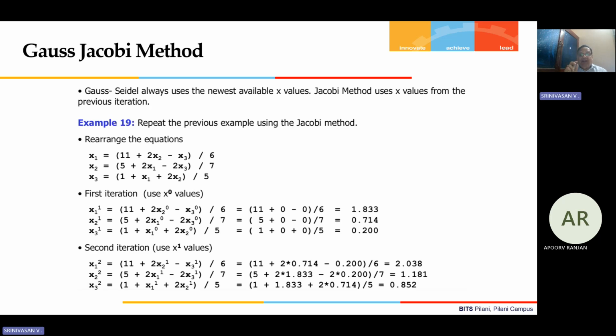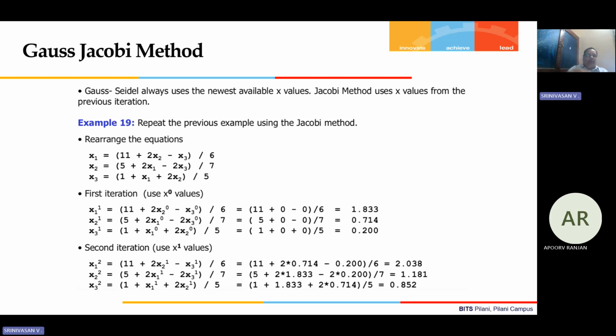Now, in what way is it different from Gauss-Seidel? If you come to know that, all other things are the same. Gauss-Seidel always uses the newest available x values, the latest. The Jacobi method uses x values from the previous iteration. What's the meaning? Just look at it. Repeat the previous example using the Jacobi method.